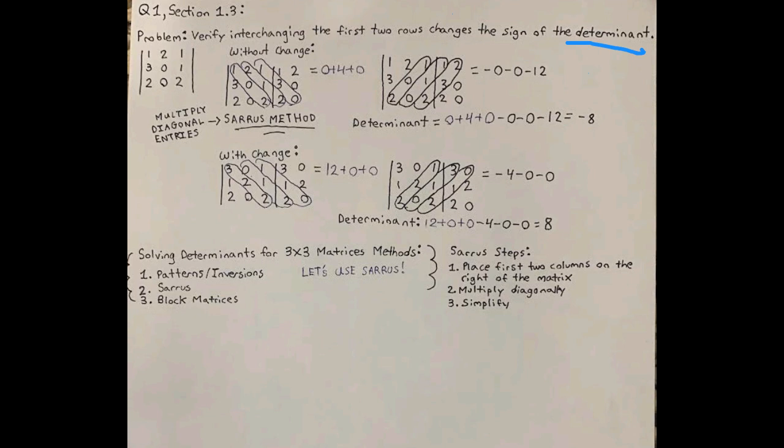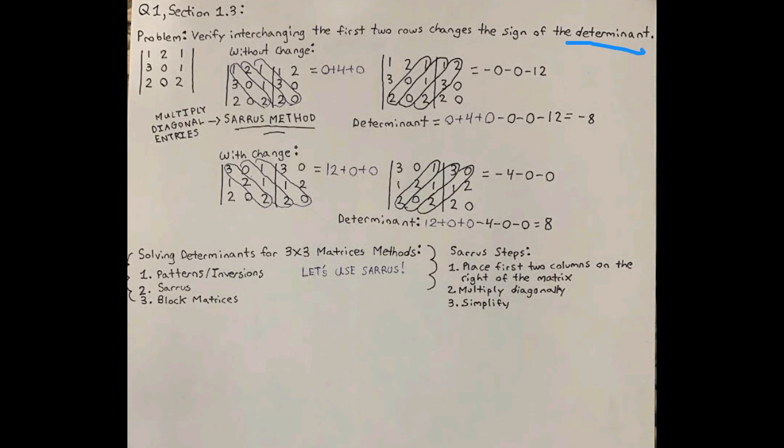Personally for me, I like to use Sarrus, which is multiplying the diagonal entries, which is essentially what we do on a 2 by 2 matrix, but now we're expanding it a little bit so we could do a 3 by 3 matrix. So in order to verify basically the problem, we have to calculate the 3 by 3 determinant without changing the rows, and then also calculate it with changing the first 2 rows.